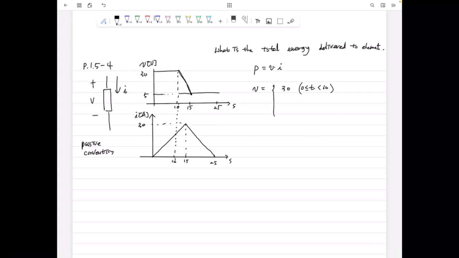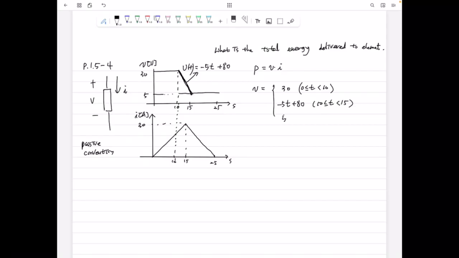Then we need to calculate this, the graph. So this is V(t) here: minus 5t plus 80. This is the waveform of that. So minus 5t plus 80 from 10 to 15 seconds.